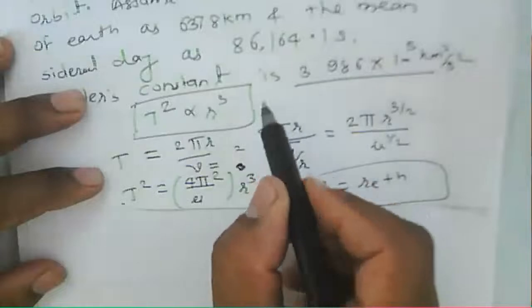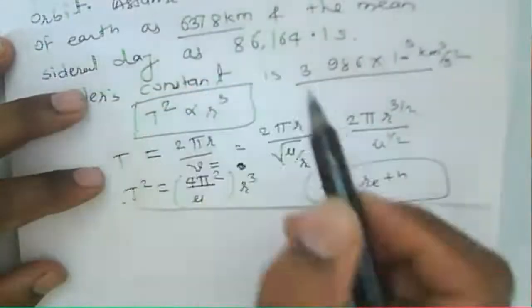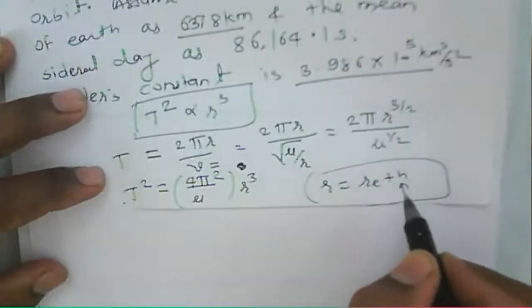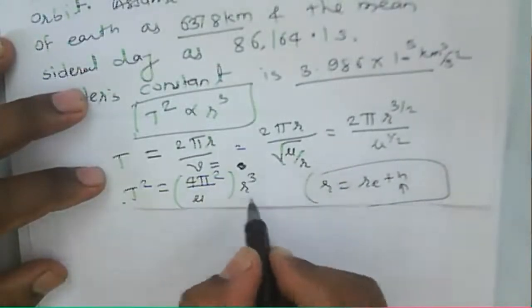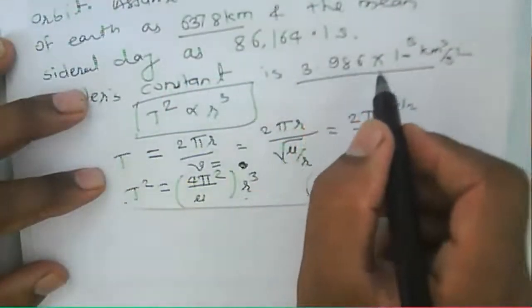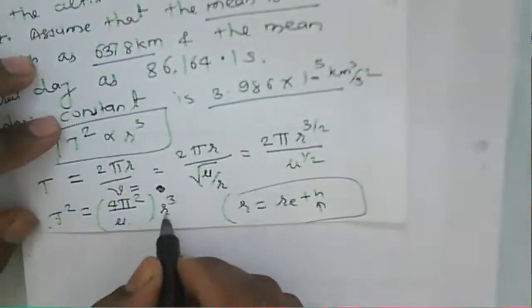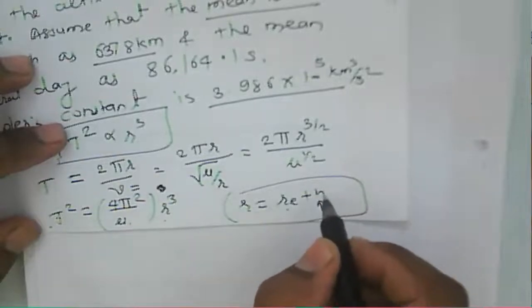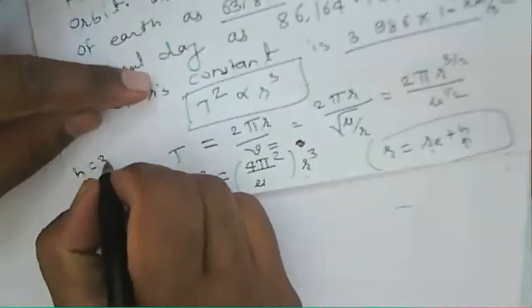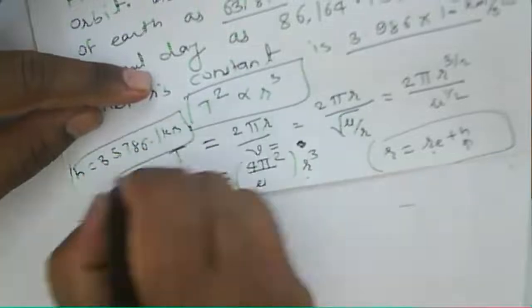Here the mean radius of the earth is given, and our aim is to find out the altitude. Now if you put Re, that is 6378, and mu is a constant, that is 3.986, this is a constant here. Put that T, put that mu, put that Re here, so you will get the value of this altitude. After solving, we get about 35786.1 kilometers.